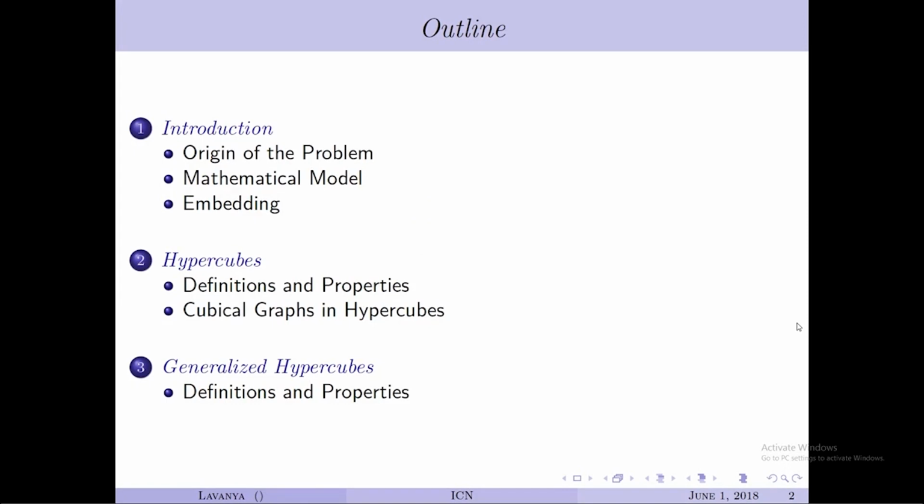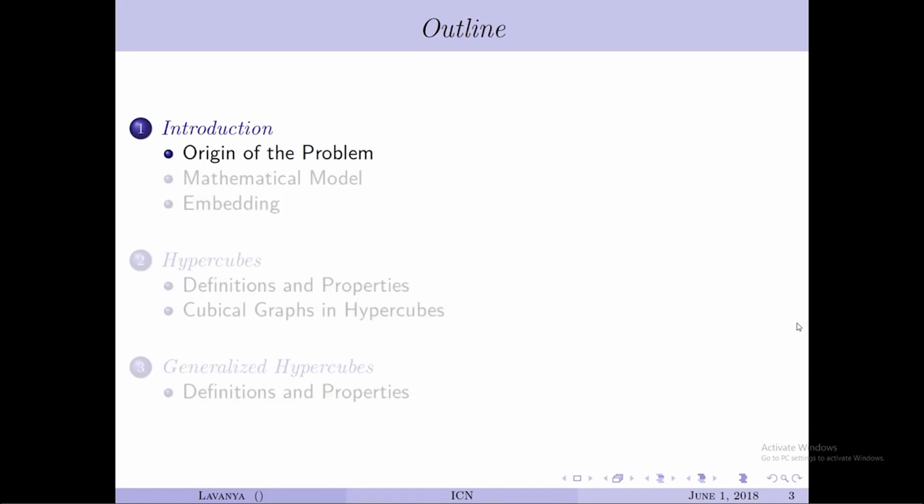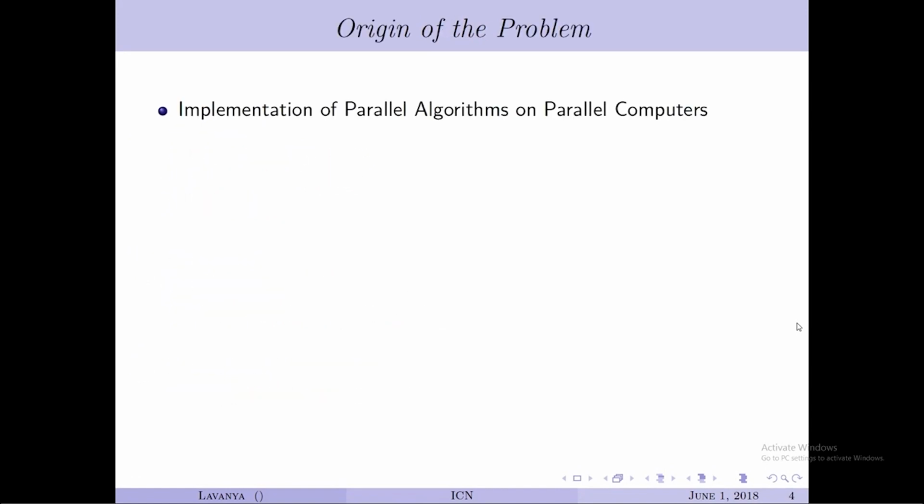We will talk about the origin of the problem, what kind of problem there was, and the modeling, and we will touch upon two specific interconnection networks. Then I will go into a generalization of these networks, which is called the Cayley graphs. So, the origin of the problem started with a parallel algorithm.